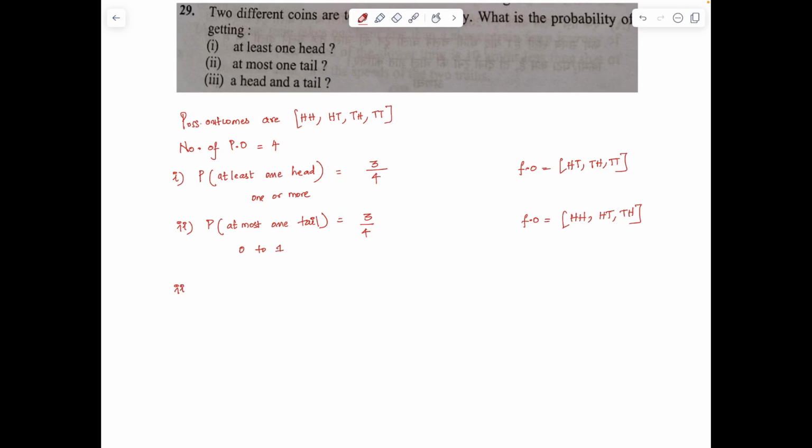Third one is find the probability of a head and a tail. The favorable outcomes for this case is HT and TH. So it is 2 upon 4.